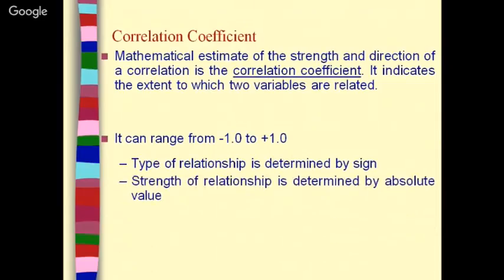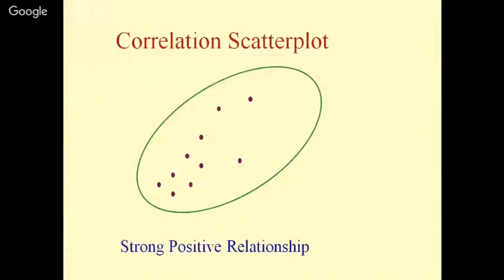So the type of relationship is determined by the sign, and the strength of the relationship is determined by the absolute value. If I say it is -0.8, it means there is a high relationship, but in the inverse direction. As one variable increases, the other variable decreases sharply. So let me show you certain cases. There are scatter plots for this.